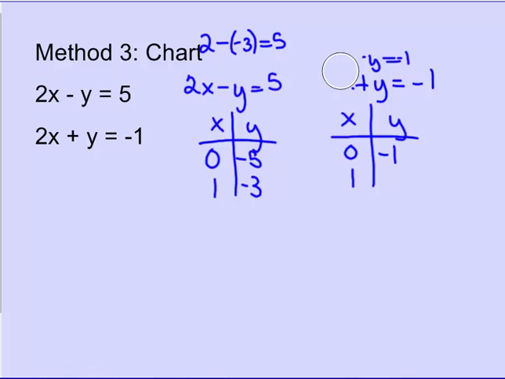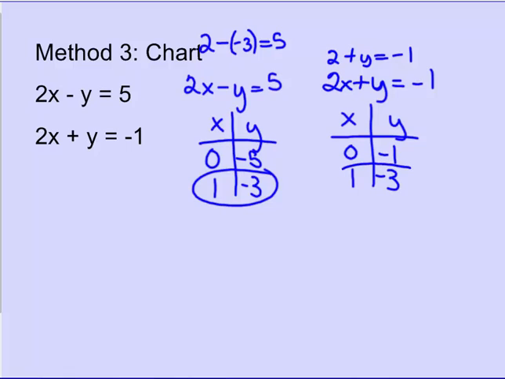And in the second equation, 2x plus y equals negative 1. Putting in 1 there, I get 2 plus what y would equal negative 1? Oh, y equals negative 3. So I found a simultaneous solution.